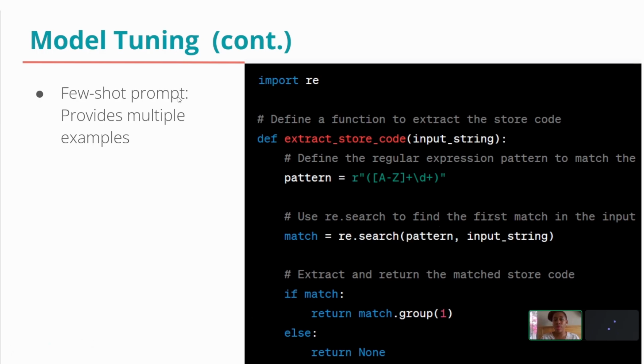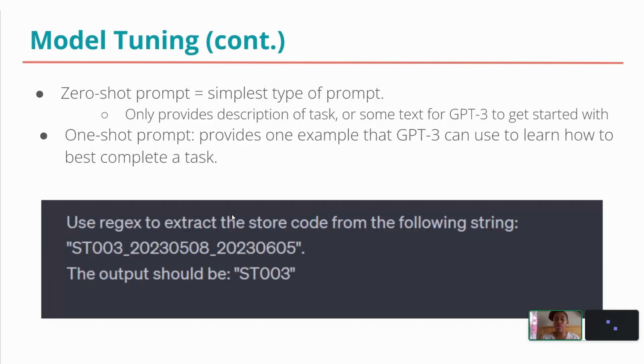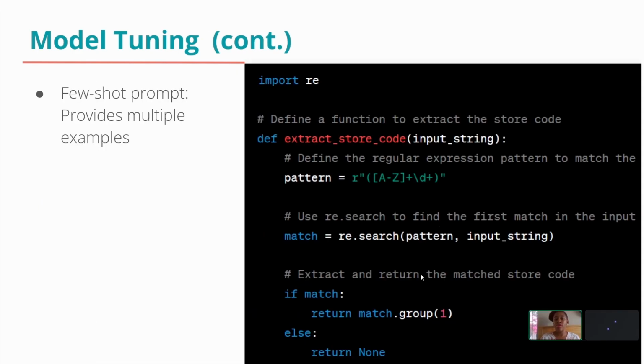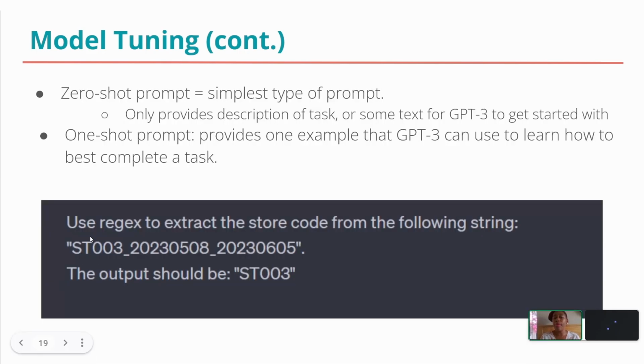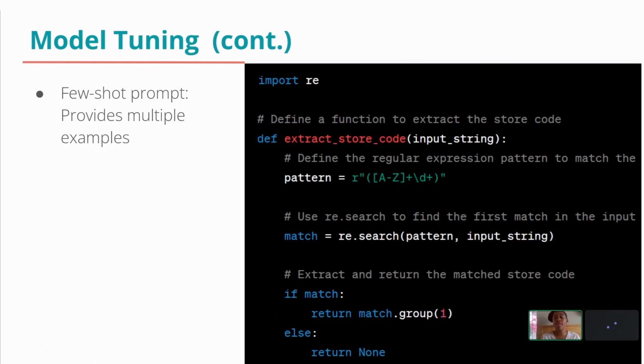Then we have few-shot prompts, where instead of just giving one example, I give multiple examples. Instead of just this one example, I'm going to give a few, and with those I would like to have a code that extracts the store code from all of them. It's especially helpful if the store code doesn't always follow this format, or if sometimes it appears at the end. If you give it a few examples of how the data is actually going to look, it can learn better and give you code that is more likely to take care of all these examples rather than just one.